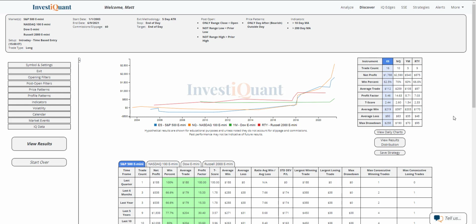So historically speaking, this pattern has not happened very often, but when it has, the bulls have done a little bit better into the close when entering at 3 p.m. and exiting at the close of regular trading hours.